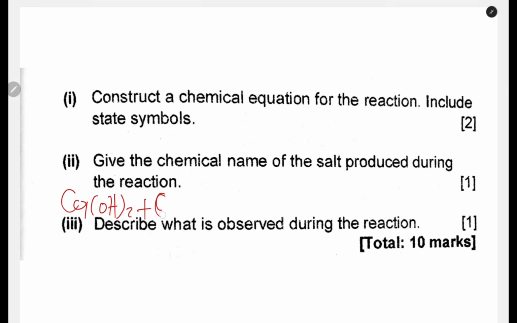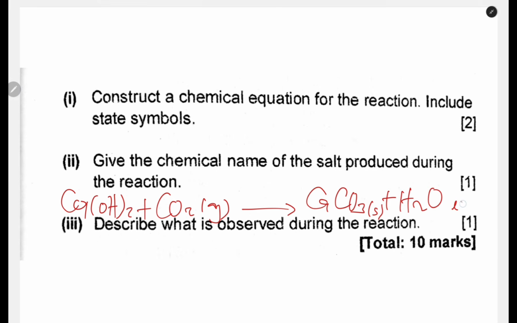Carbon dioxide, which is a gas, is bubbled in lime water. Then what is produced is calcium carbonate, which forms the white precipitate. It's the one that appears white or milkish, which is solid, plus water, which is liquid. So this is the whole equation for the test of carbon dioxide.